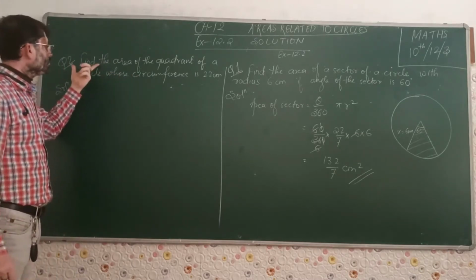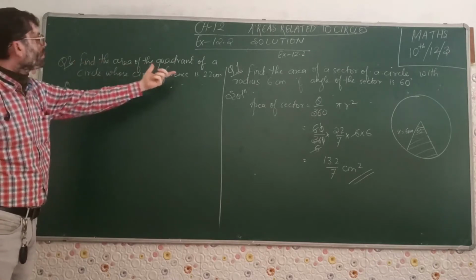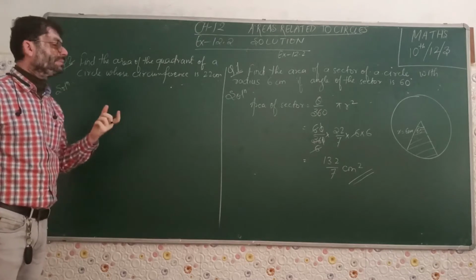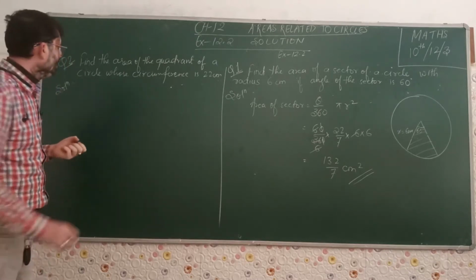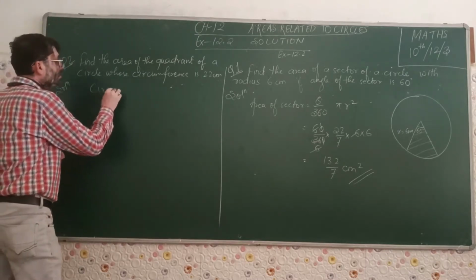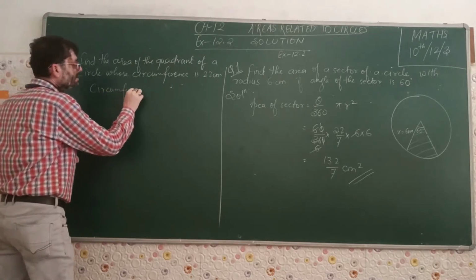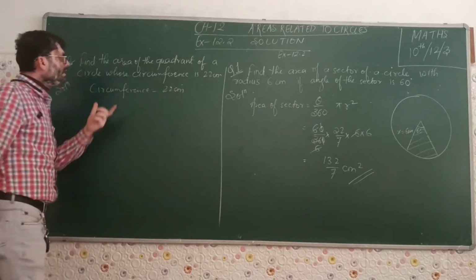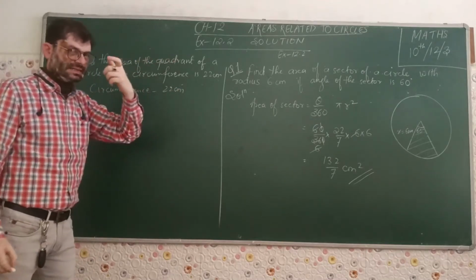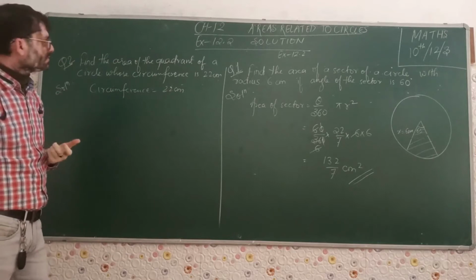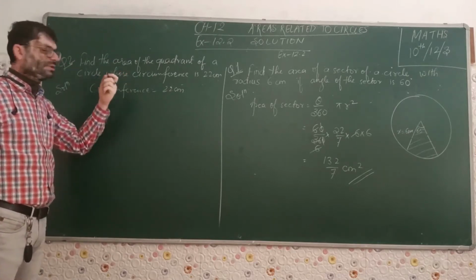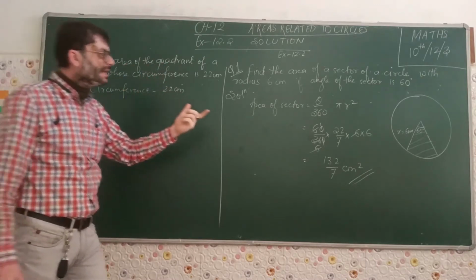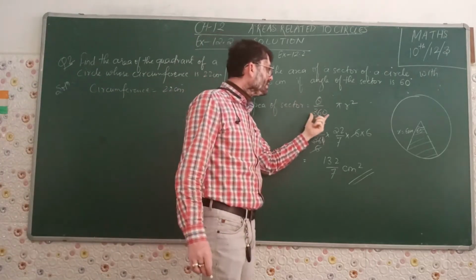And let us move on to the question once again. Find the area of the quadrant of a circle whose circumference is 22 centimeters. That means the circumference of the circle is given to us as 22 centimeters. In order to find the area of the quadrant, that is sector with 90 degree central angle, we need two things. One is the central angle 90 degree and the second we need the radius as per the formula theta by 360 into pi r square.